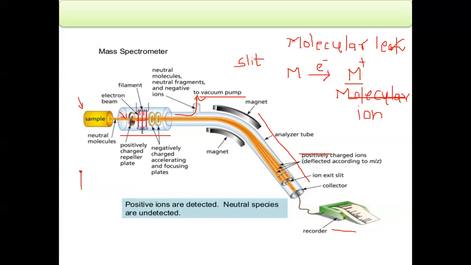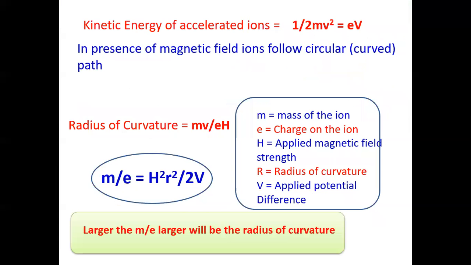The recorder will record the mass spectrum, which is actually the record of the number of positively charged ions generated and their mass to charge ratio. So according to their m by e, the spectrum is recorded. Very important thing is that only positively charged ions are detected. Neutral species are not detected by the mass spectrometer. So this is how the mass spectrometer works.